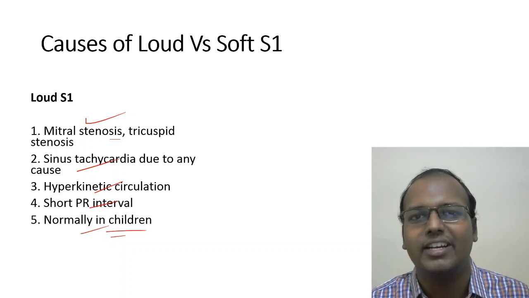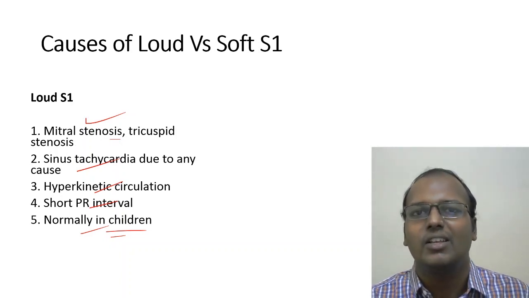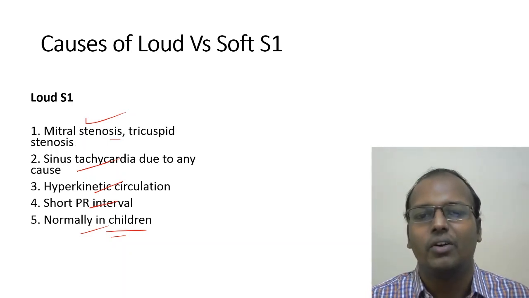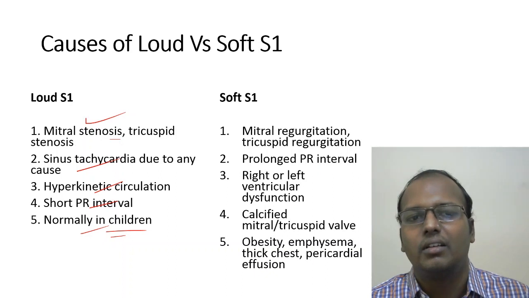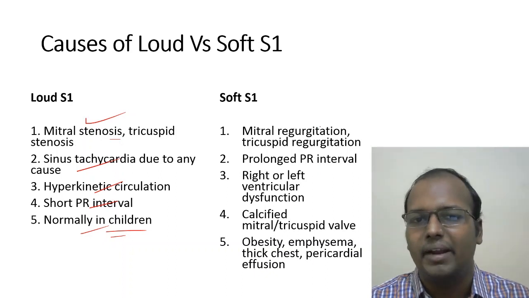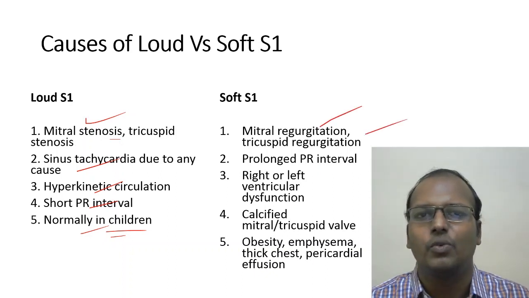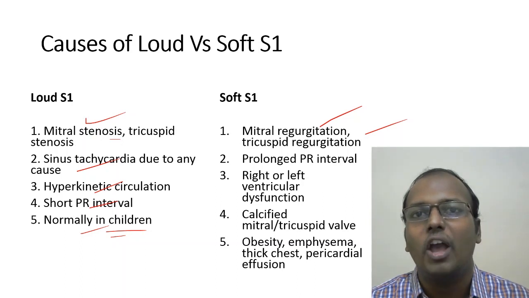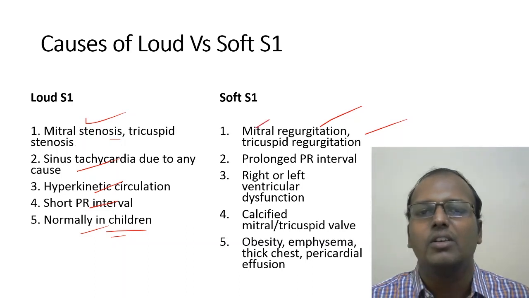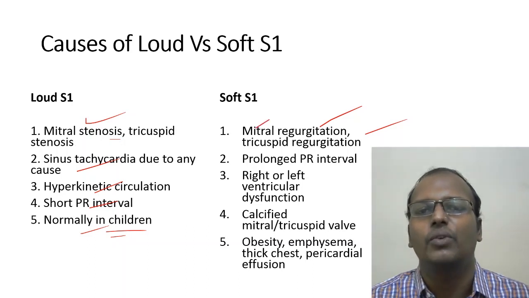The diastole gets shortened in tachycardia, right? So there will not be proper filling of the ventricle. So there will be wide opening of the valves which close suddenly, and that will produce your loud S1. Soft S1 occurs in mitral regurgitation or tricuspid regurgitation, where there is no proper coaptation of the valve. I discussed coaptation already, that means the fusion of the valve leaflets. That will not happen, so that will lead to your soft S1.